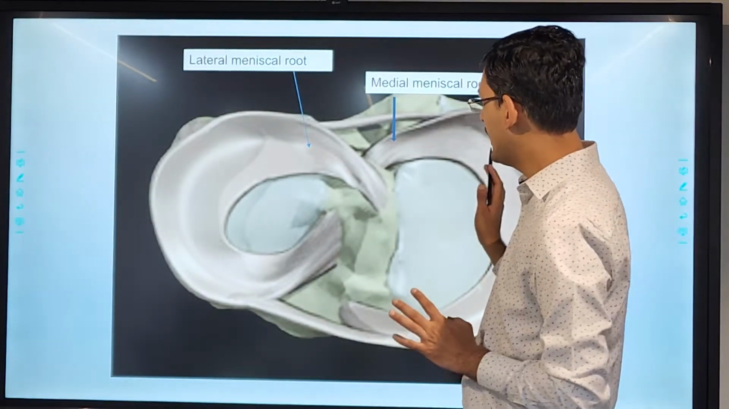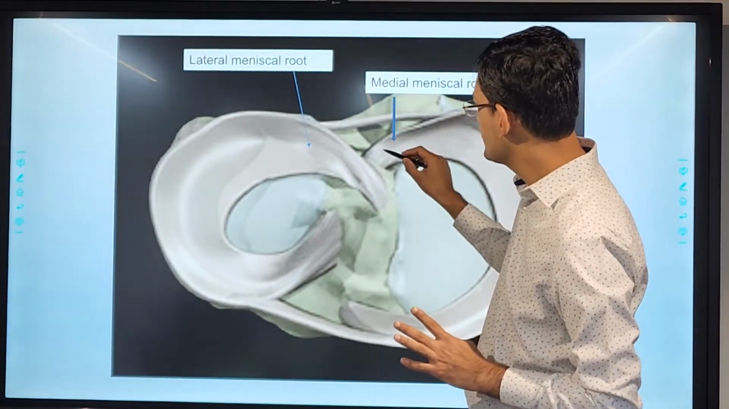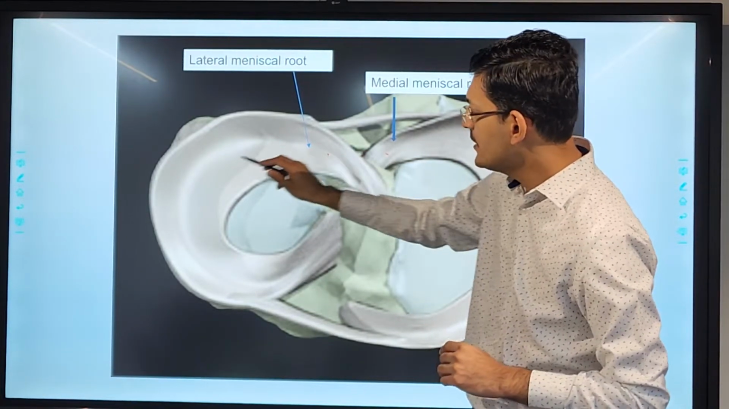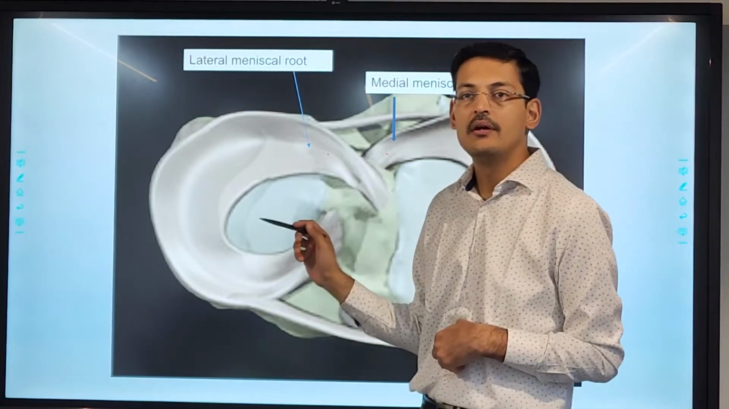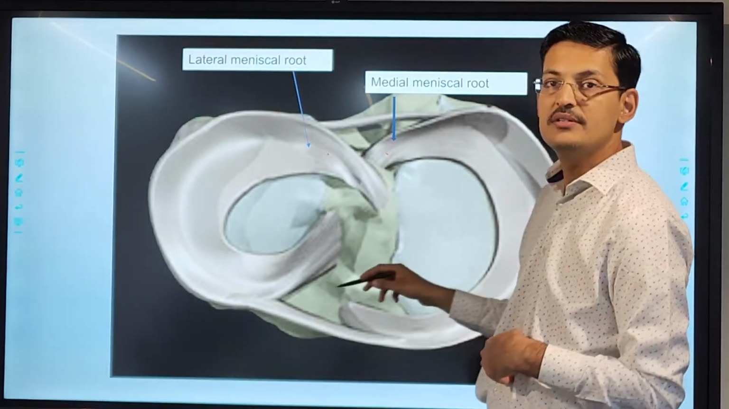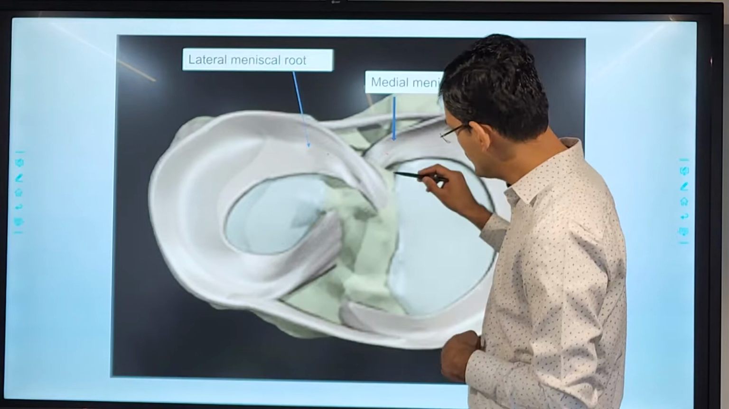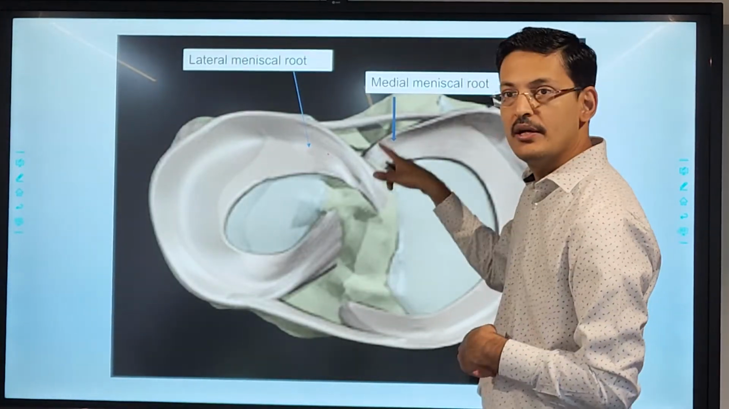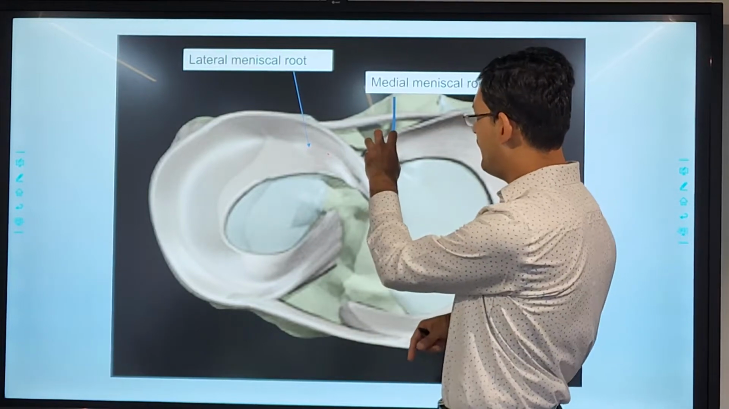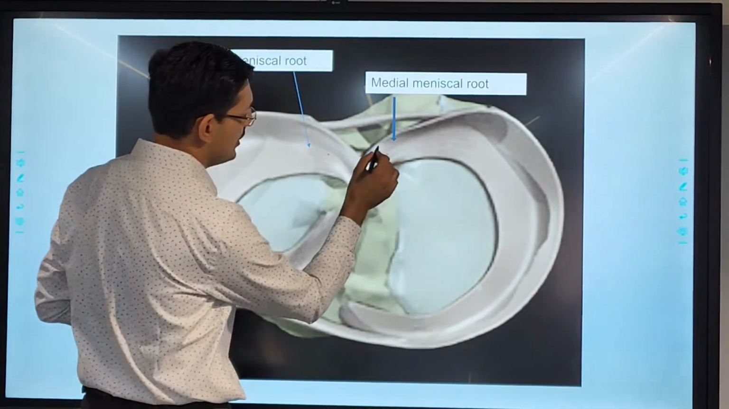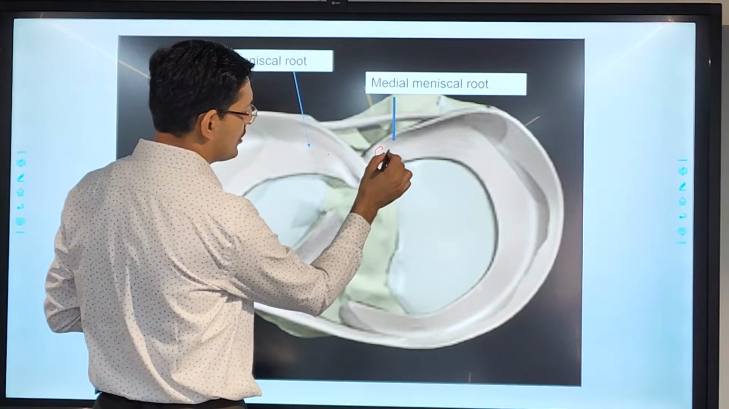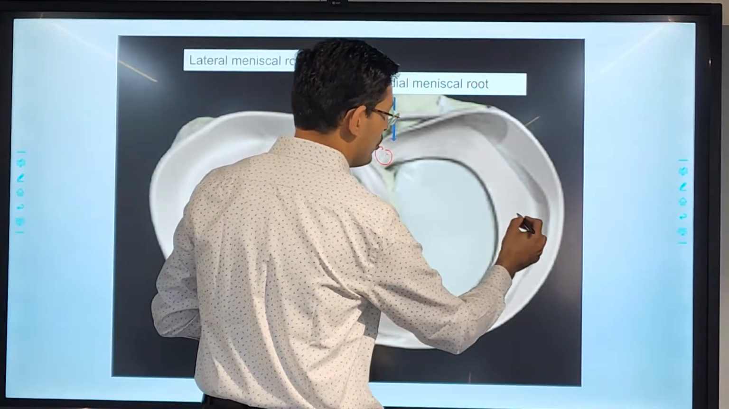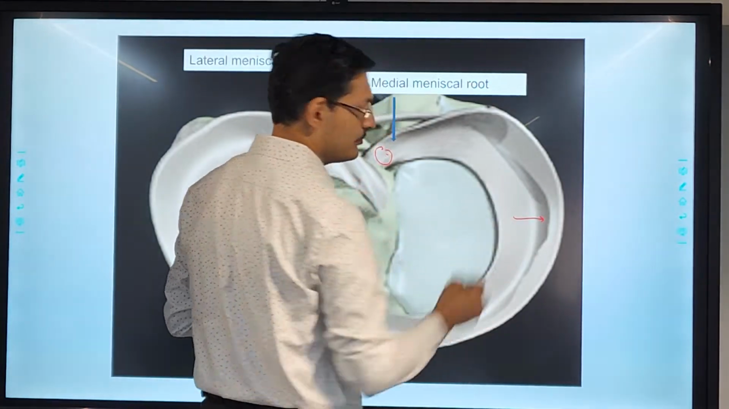Now this is a very important diagram. If you see the medial meniscus, this is the root. If you see the lateral meniscus, this is the root. But the lateral meniscus is more circular, while the medial meniscus is more semicircular. And the distance between the anterior and posterior root is too much. So here to here, the distance is too much. And if you have a tear at this position, the meniscus will extrude like this.